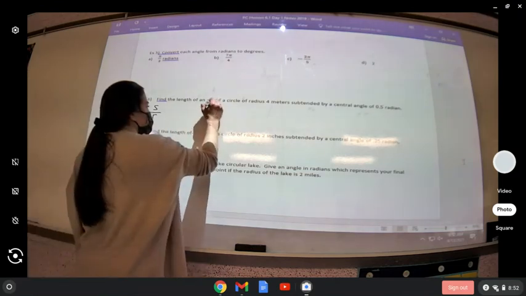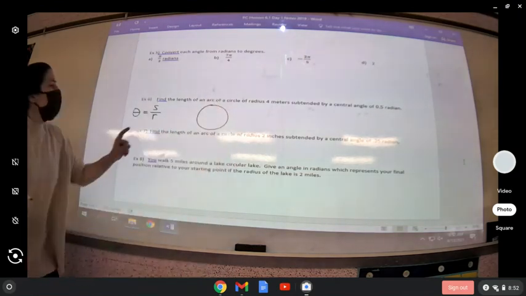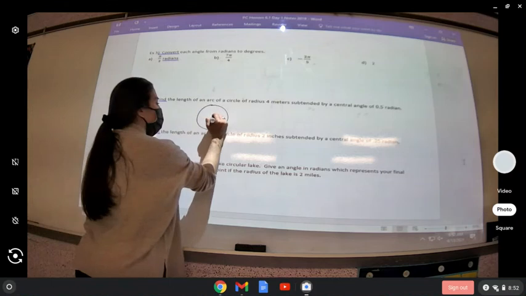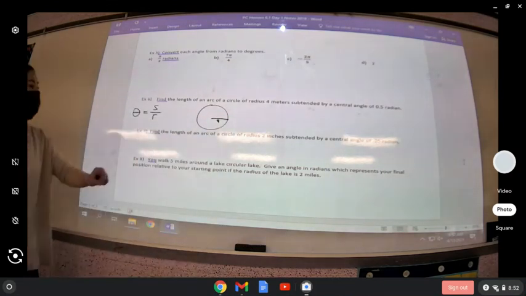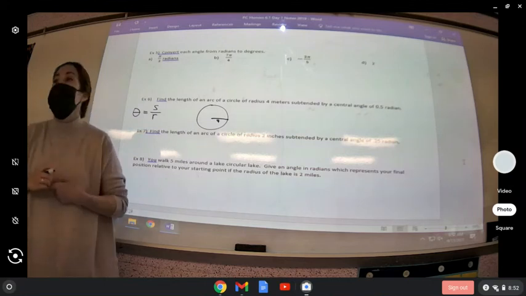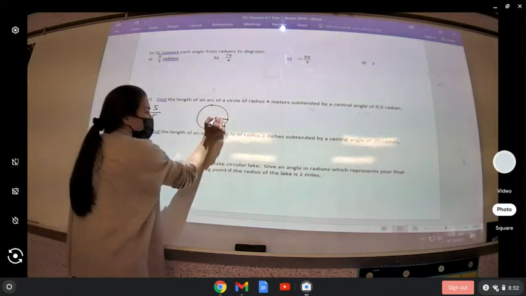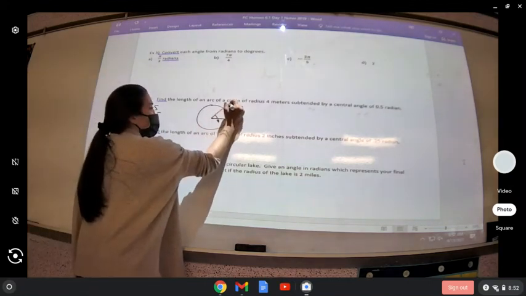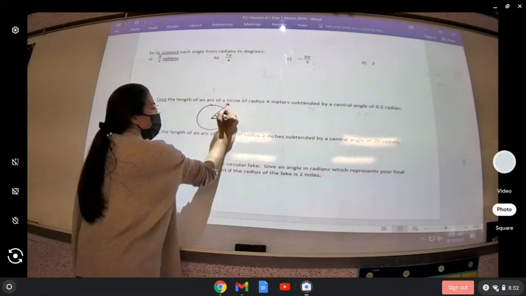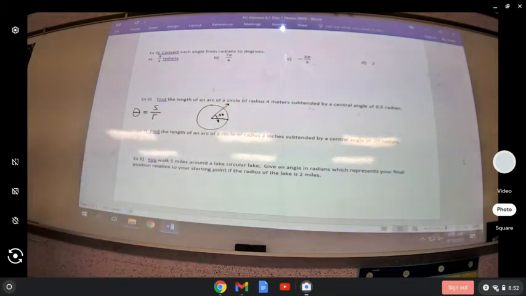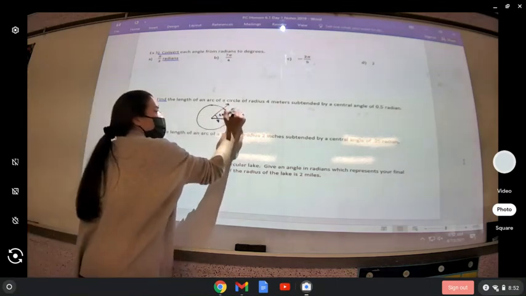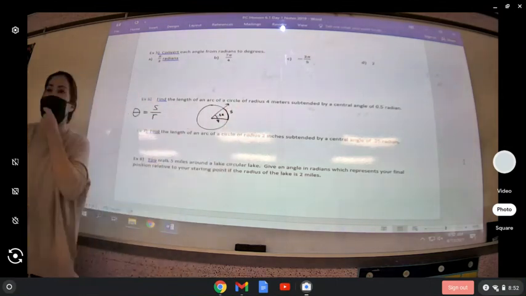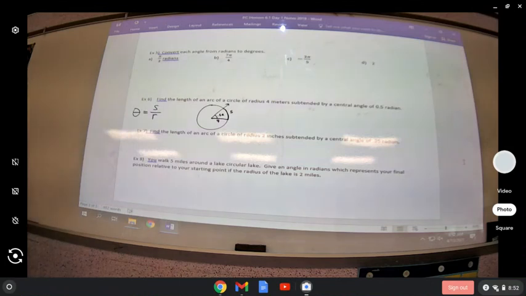So picture this. We have a circle. It has a radius of 4. And then it's got a central angle that is 0.5 radians. So guys, it's got an angle that's about 0.5 radians big. They want to know, find the length of the arc. What's the length of the arc that made an angle that is 0.5 radians big if the radius is 4?